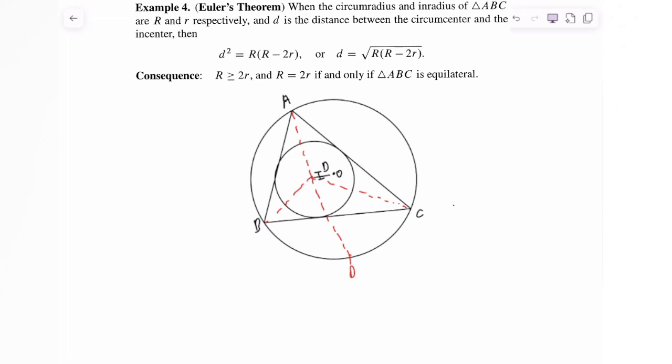Okay, so let's connect D and O. Let's use another color. D, O, here's M. Okay, and I think that is all we need.